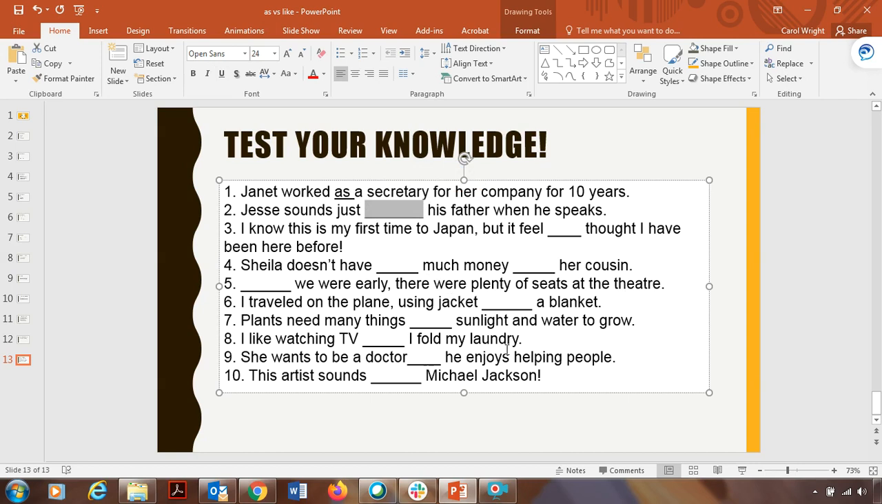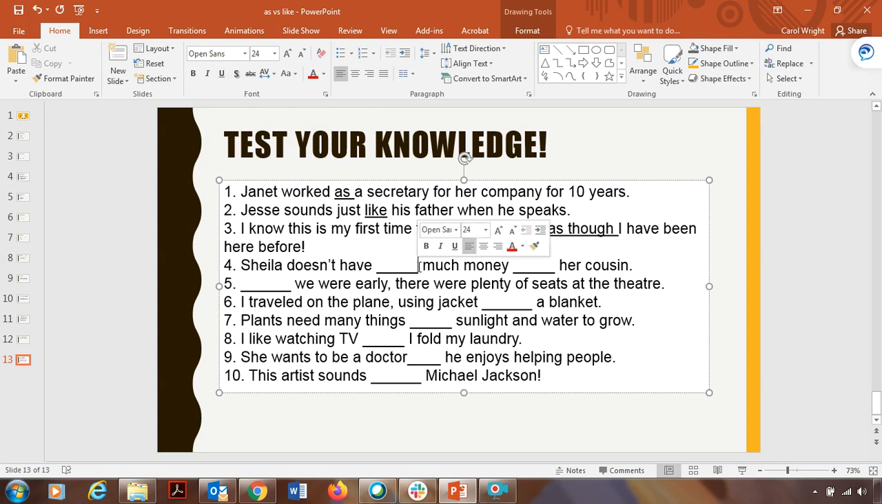Jesse sounds just like his father when he speaks. Okay, meaning sounds just like. This is the senses plus like. I know this is my first time to Japan, but I feel as though I have been here before. Okay, so as though is something that goes together.